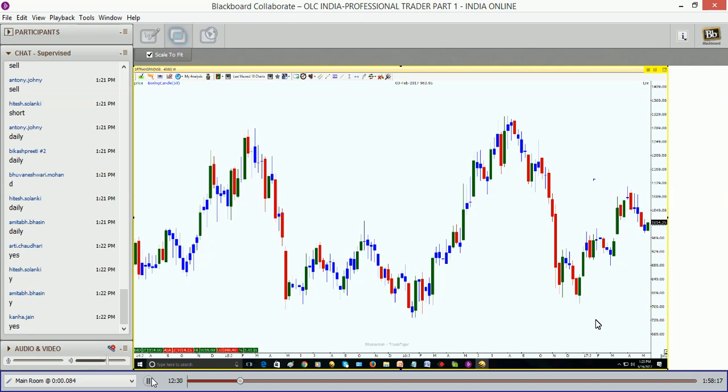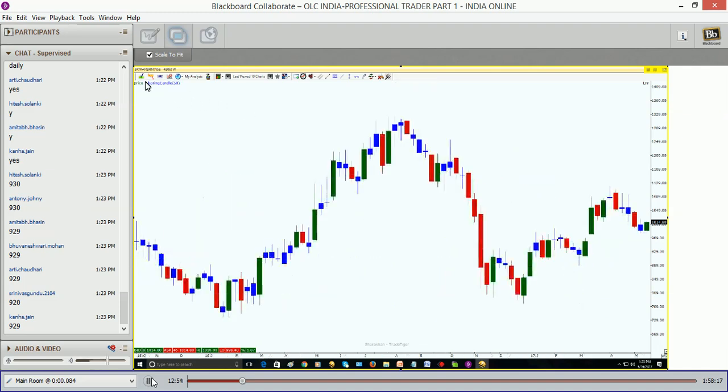Where can you see my closest demand zone over here? 929. What is the name of this pattern? Can anybody tell me? What is the name of this pattern? This is a drop base rally.